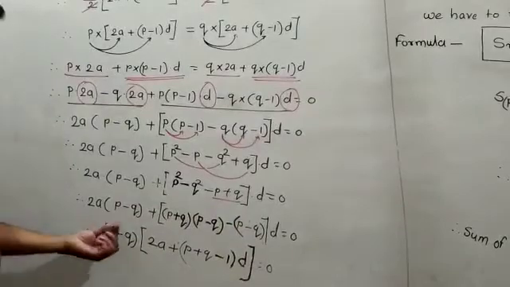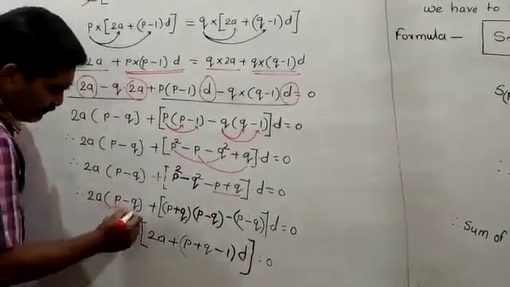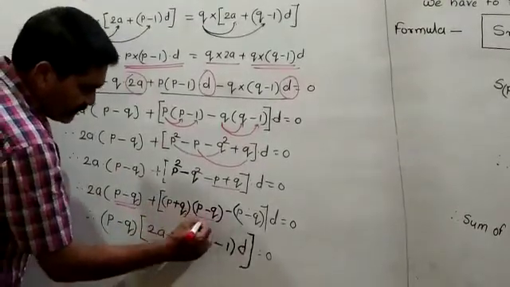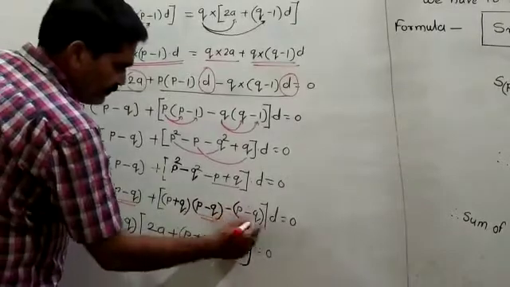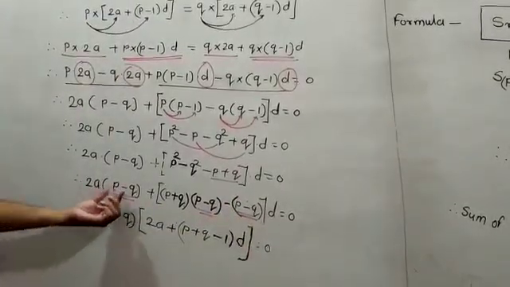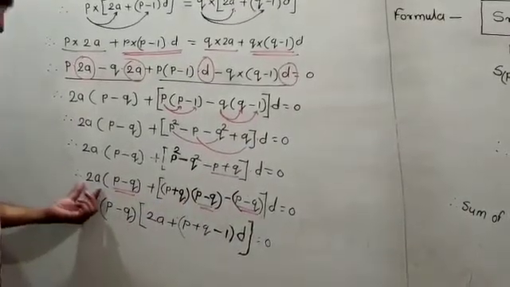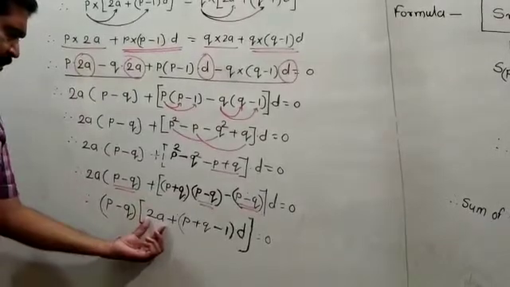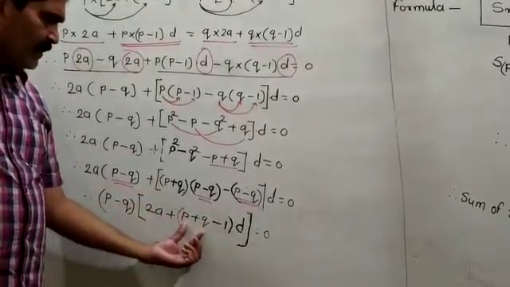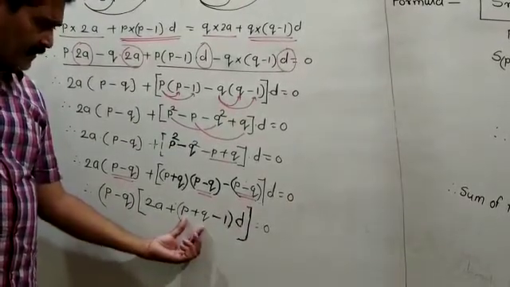Then here if you observe, p minus q is present here, p minus q is present here also, and p minus q is present here also. So what you have to do? You have to take out p minus q common. If you take out p minus q common, at that time what remains? 2a remains. You have to write 2a as it is. This p plus q as it is you have to write. And what remains? p plus q as it is.